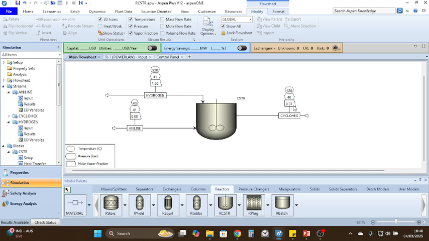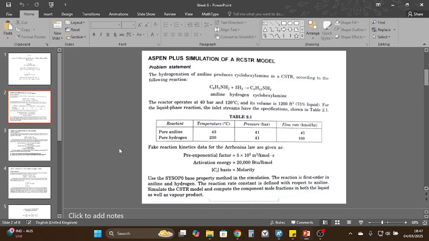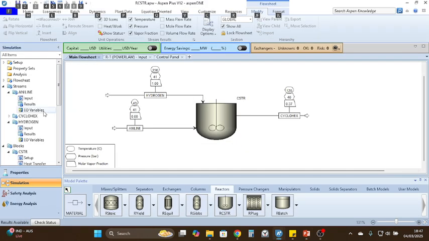So what is the remaining? Liquid is around 0.63. So 63% of it is in liquid and 0.37 or 37% of this stream is in vapor form. So what was being asked from us? It was asked that we have to compute the component mole fractions in both the liquid as well as the vapor product.